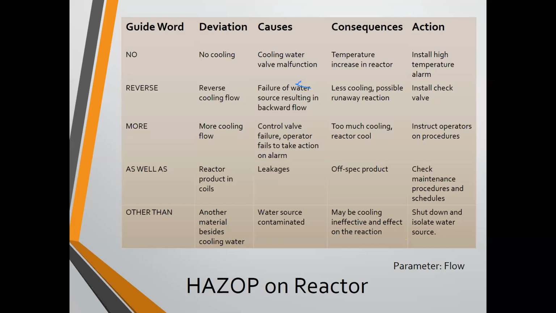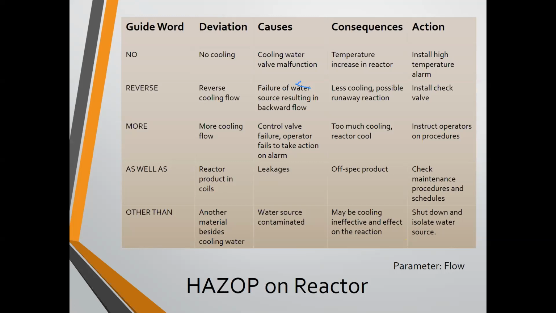The fourth guide word for this reactor is as well as. As well as means that, for example, we have one feed of benzene, and we need just benzene to add into the reactor, and due to some leakage or some problem, another stream enters the system. What will happen in that case? We'll try to gather some information regarding that. So the deviation would be that reactor product in coils may enter the feed, which is the benzene, for example. The causes may be leakages, and the consequence will be off-spec product.